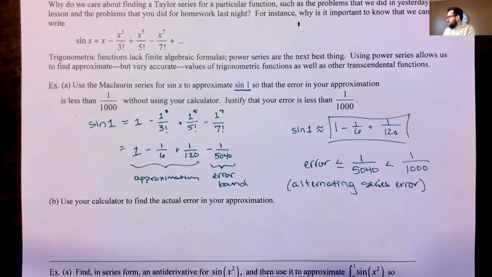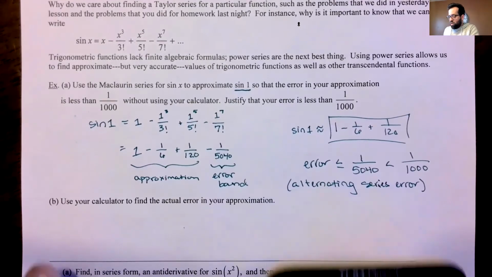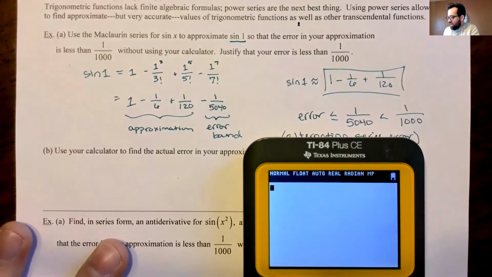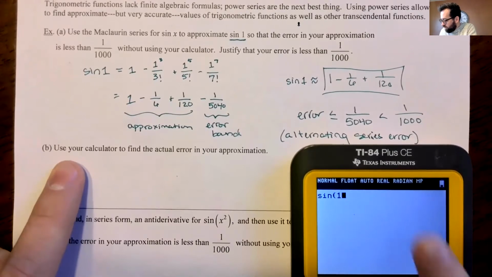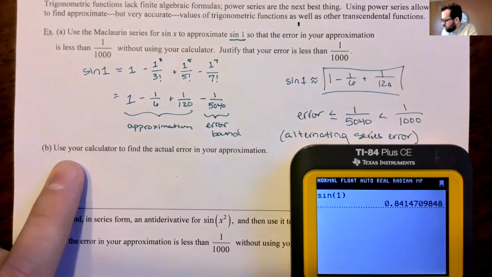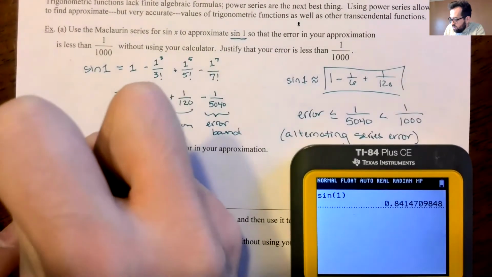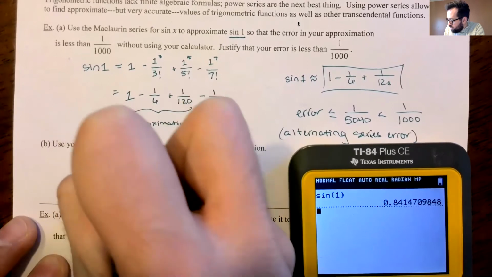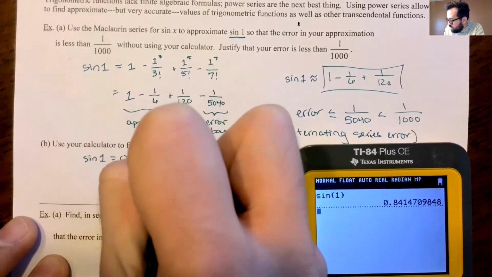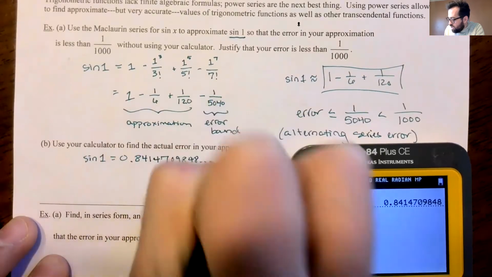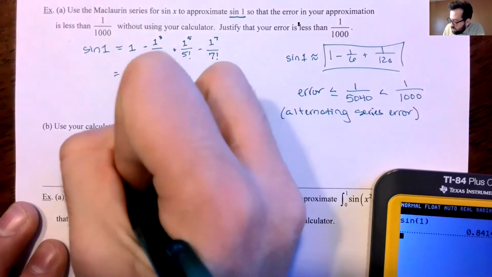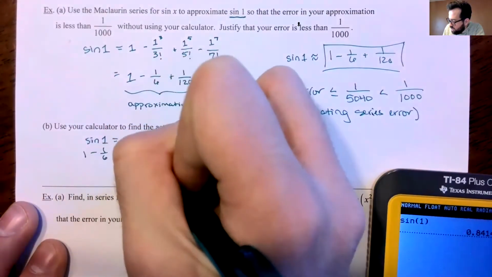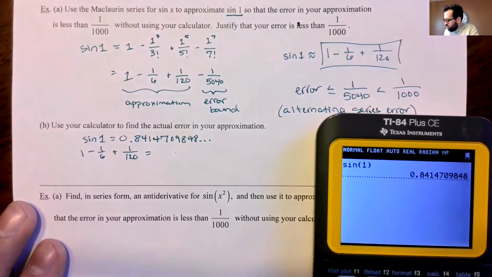All right, so let's check this on a calculator. Let's say we're approximating the sine of 1. Now that we have a calculator, we have the sine of 1. I'm in radian mode, so that's good. The sine of 1 actually equals 0.84147098848... Our approximation, which was 1 minus 1/6 plus 1 over 120. What's that equal? 1 minus 1/6 plus 1 over 120.